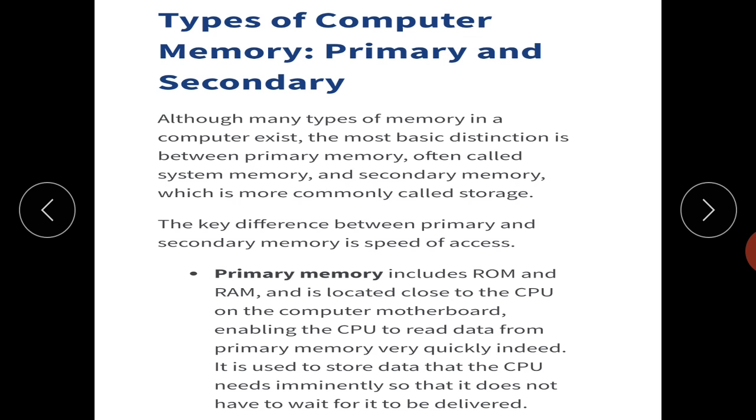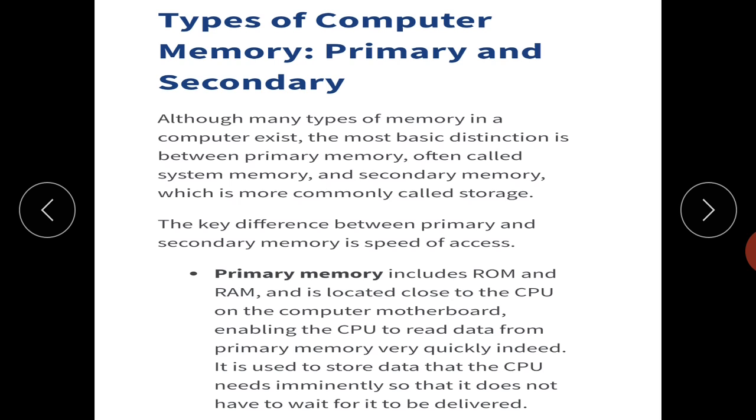As we all know, the memory in the computer is similar to our brain. Although many types of memory in a computer exist, the most basic distinction is between primary memory, often called system memory, and secondary memory, which is more commonly called storage. These are the two major categories.